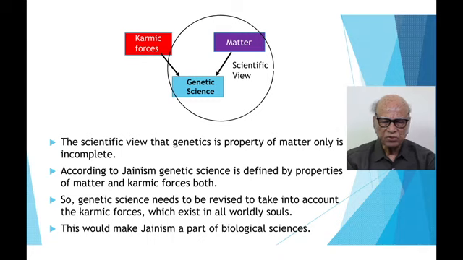So the scientific view that genetics is a property of matter only is incomplete. According to Jainism, genetic science is defined by the properties of matter and the karmic forces both. So genetic science needs to be revised to take into account the karmic forces which exist in all the worldly souls. This would make Jainism a part of biological science, if this is accepted.